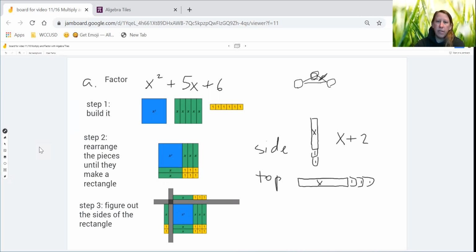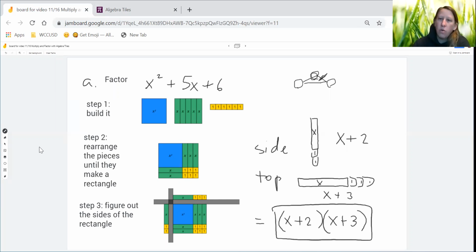Okay, so that's my answer. How do I write the answer? I write the answer as a set of parentheses. So if you factor, you're trying to write a multiplication problem, and the multiplication problem is the quantity of x plus 2 times the quantity of x plus 3. Kind of like a puzzle in a game.